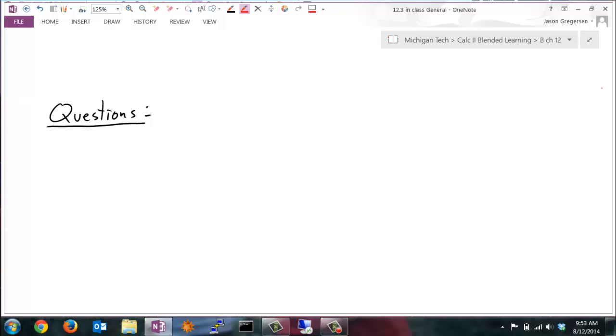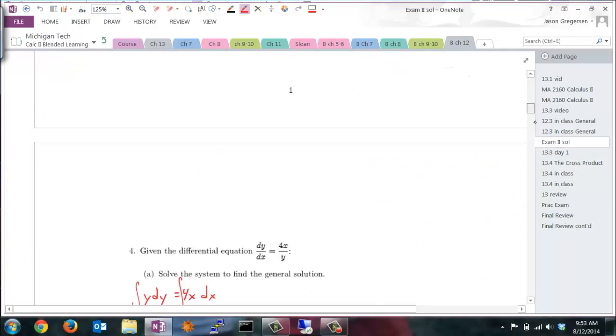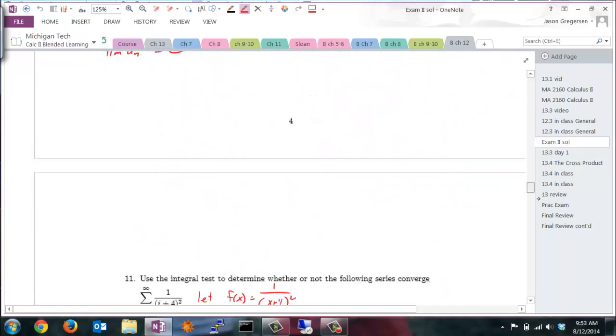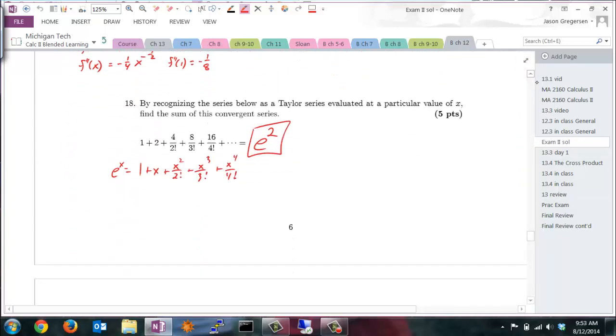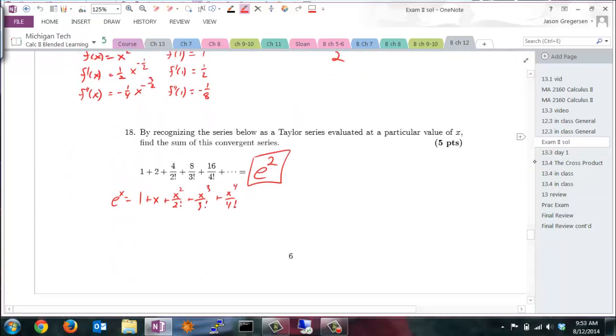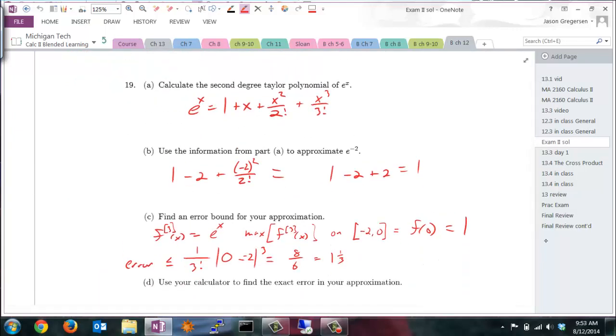Yep. Question 18 was the same. So the function is e to the x, and then we're trying to find the error value. But in class, we used that one example where you said we couldn't use e, we had to make an assumption. Yep. So what's going on here?